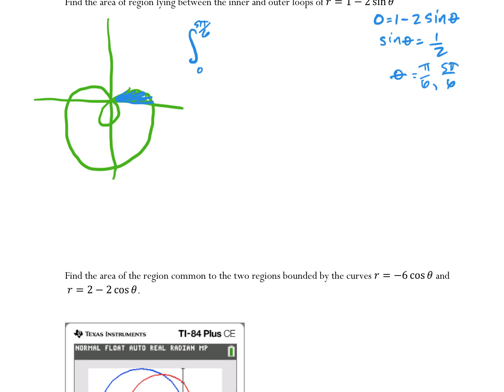And then just the area of that piece would be 1/2 times the integral from 0 to pi over 6 of 1 minus 2 sine theta, the quantity squared d theta. But then what happens here is if I keep going, I have this red area, right, which is not the area I want to find. So I'm going to skip over that red area because that's not the area I want to find.